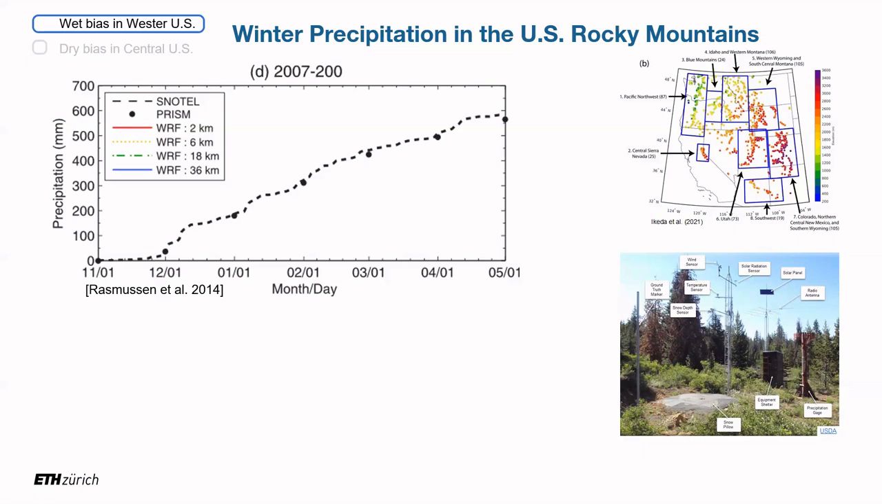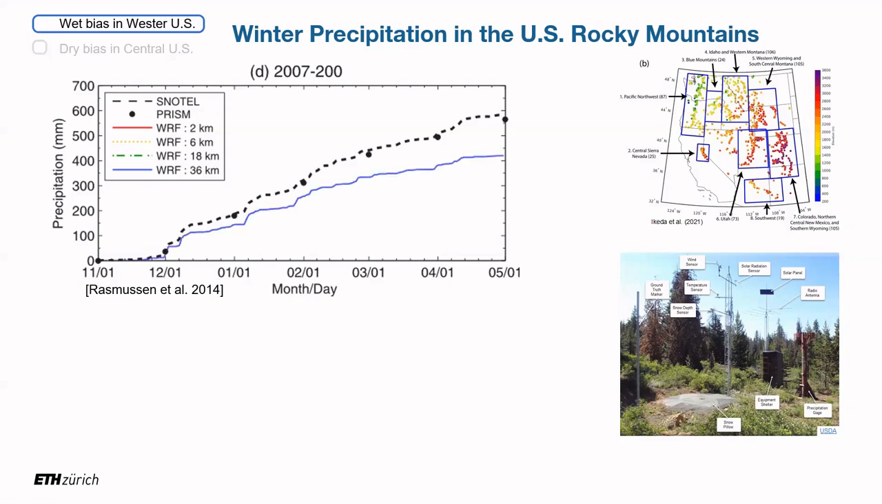What I'm showing you here on the left-hand side is the Colorado headwaters, the headwater region of the Colorado River. You can see within one season, 2017 to 2018, how the precipitation accumulated in the Colorado region. We wanted to reproduce this accumulation with the Weather Research and Forecasting model, which is a regional weather and climate model.